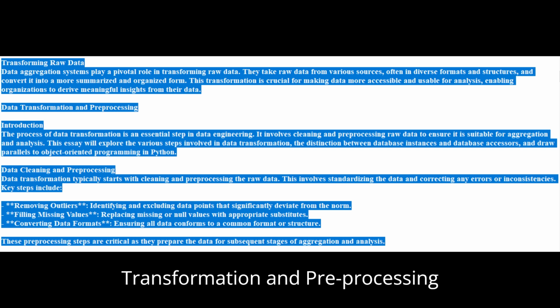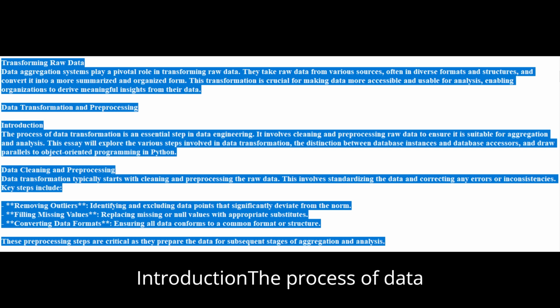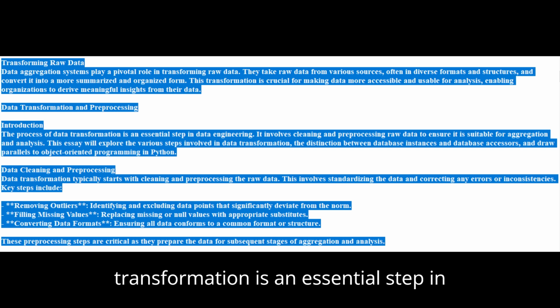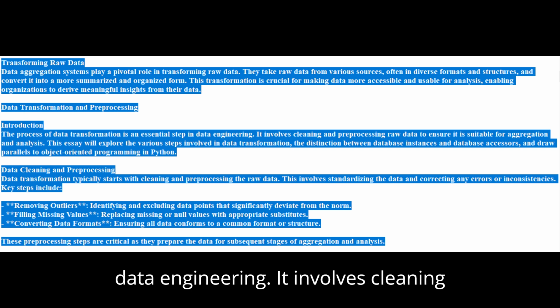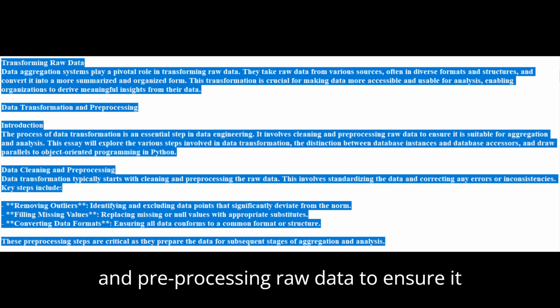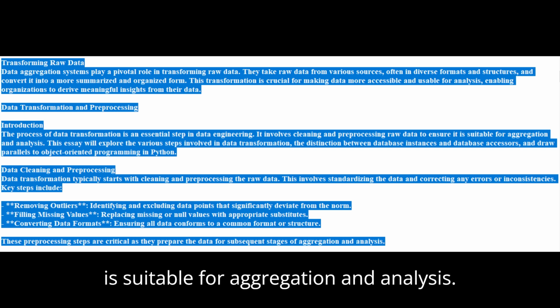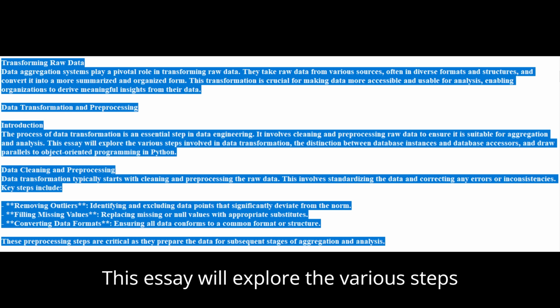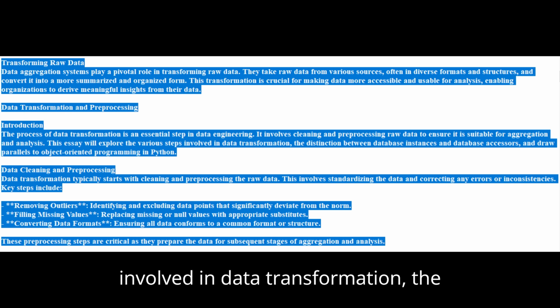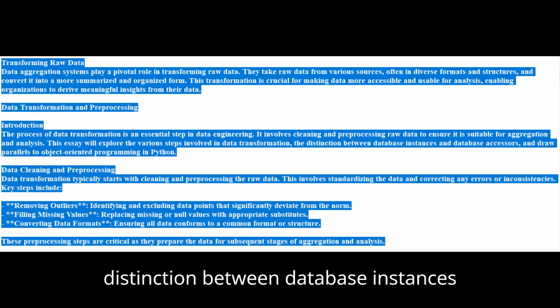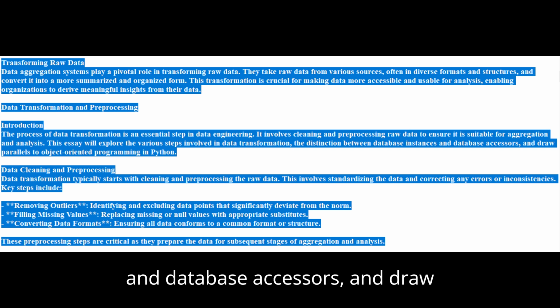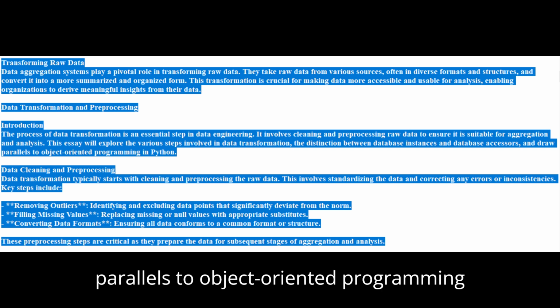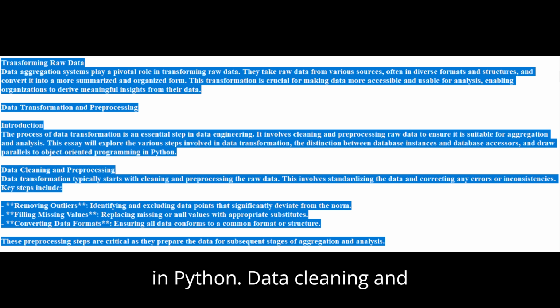Data transformation and pre-processing. Introduction. The process of data transformation is an essential step in data engineering. It involves cleaning and pre-processing raw data to ensure it is suitable for aggregation and analysis. This essay will explore the various steps involved in data transformation, the distinction between database instances and database accessors, and draw parallels to object-oriented programming in Python.